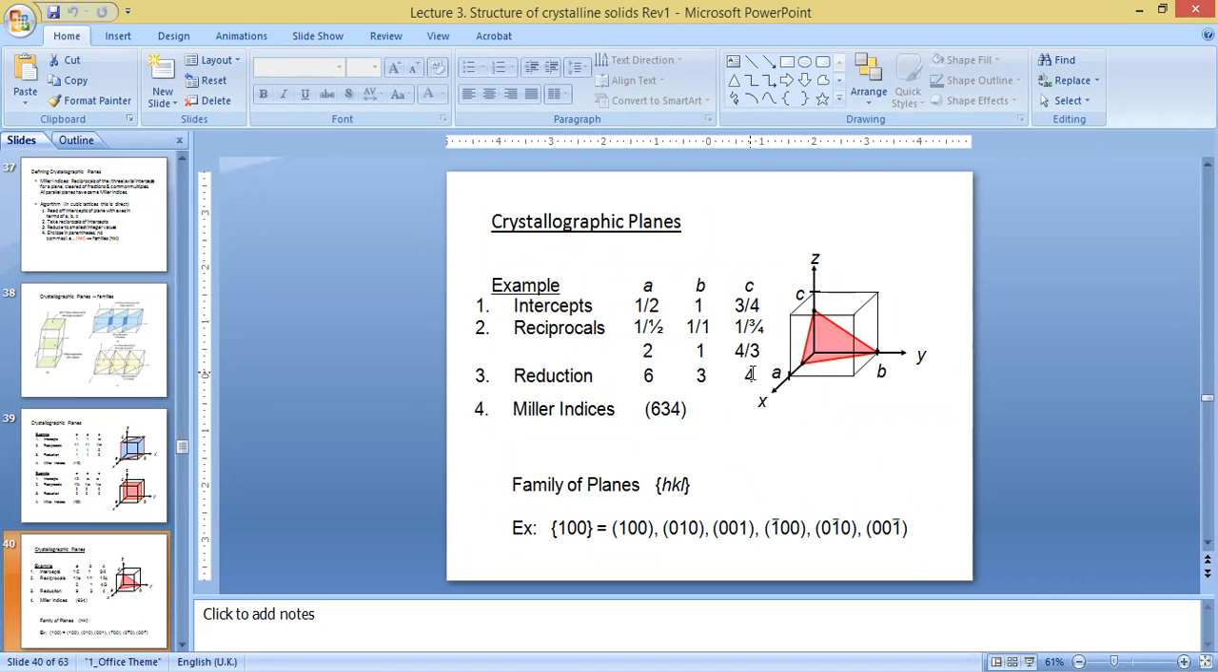So a question can come in such a way: find the Miller indices for the following intercepts, half, 1, 3 over 4. Maybe the question will also require you to draw the plane. So there you have it. Like I said, the family of planes is the HKL, H being the x-axis value, K being the y-axis value, and L being the z-axis value. So this is an example of the different types of planes that we can draw for ourselves. You can try and practice these in your own time, but for now, let's have questions.